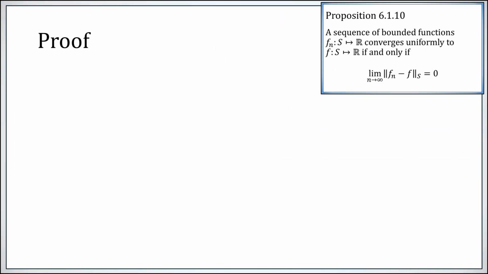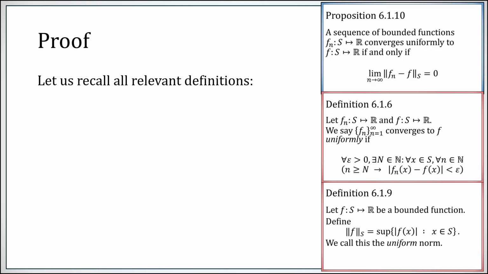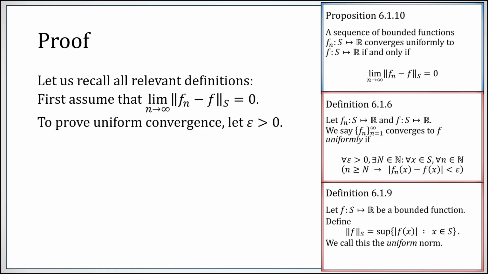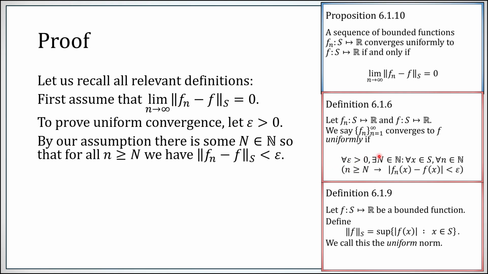Well, we'd better prove it. So let's recall all of the relevant definitions. Here they are. We need to talk about uniform convergence, also this norm. Let's assume first that the limit of the S norms of f_n minus f is 0. We now want to prove uniform convergence to f. So let epsilon be positive, we need to find some capital N. However, we have assumed that this sequence of norms converges to 0.